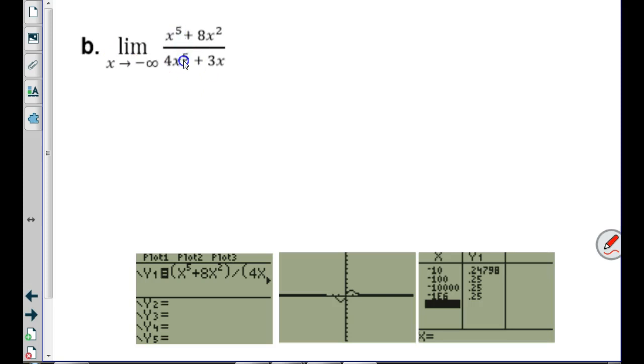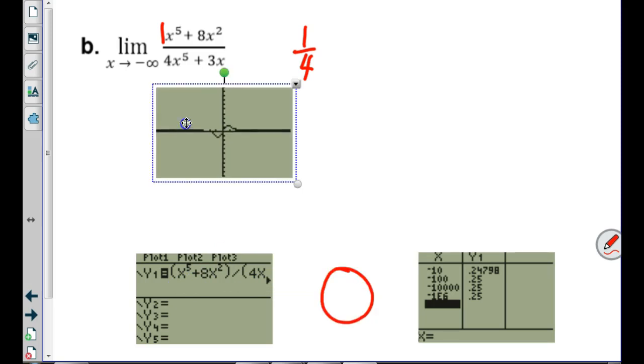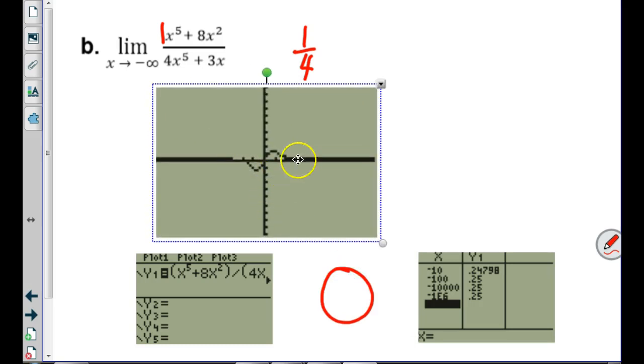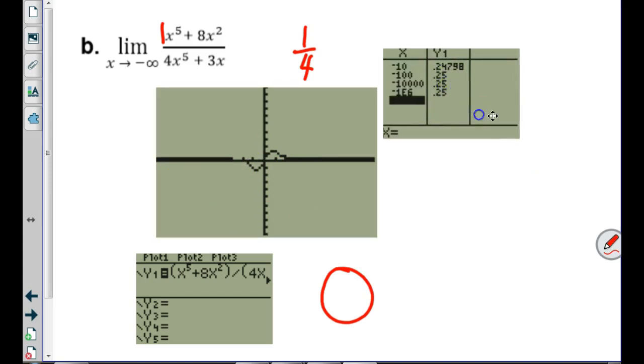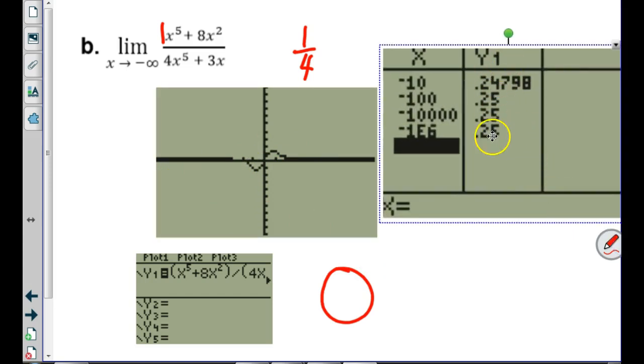All right? Top heavy, bottom heavy, equal weight. Degree 5, degree 5. So what was our rule? Leading coefficient over leading coefficient, which is 4. So it should approach 1/4. All right, I graphed it with extra parentheses in. I got a really funky little picture here. Can you see that? It's doing some little fun stuff in here, okay? But on the left end, as you scroll out to the left, look what happens. It's just 1/4, okay?